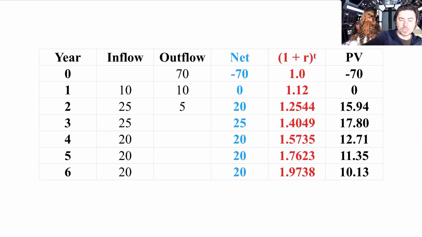So you have your inflows and outflows. Your net cash flow is in blue. So it's your inflow minus the outflow. You have a -70. You can do the calculations as you go through there. And this is going to be representing C in your formula, your net cash flow. In red, the (1 + r)^t, that is your other part of the equation.